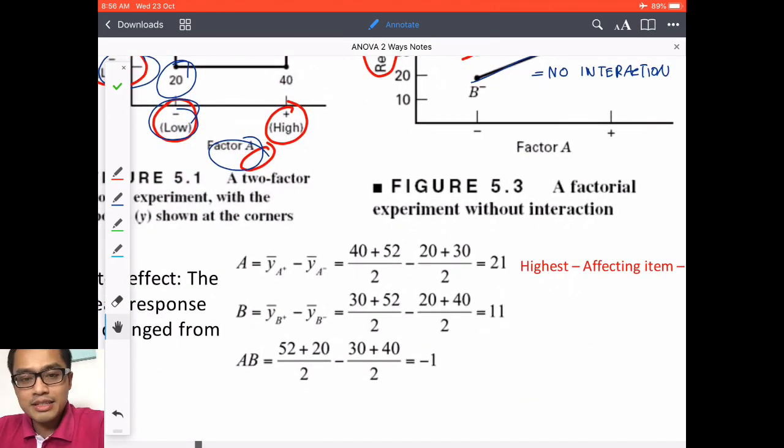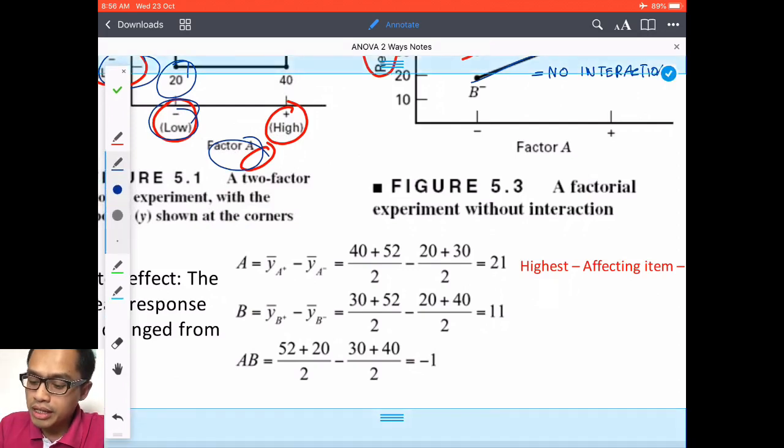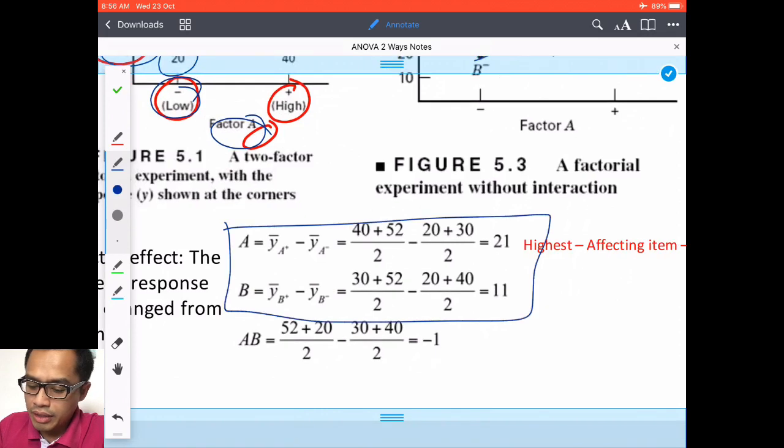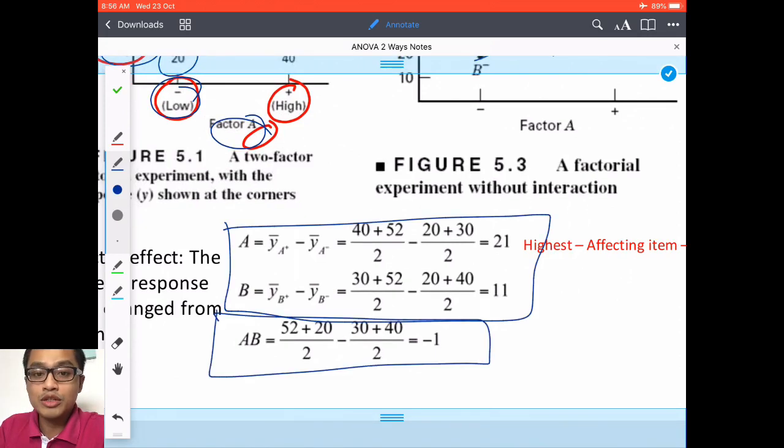Alright, so the calculation is simple for this case. We use very professional equations, but I would like to take your attention to these numbers. I'm going to use the blue ink and make a box here, and another one, a box here. Because factors, we have 2, interaction have 1. They must be separated. Look at the factors A and B. Which one of these has the biggest value? 21 has the biggest value. Therefore, this is your main factor.